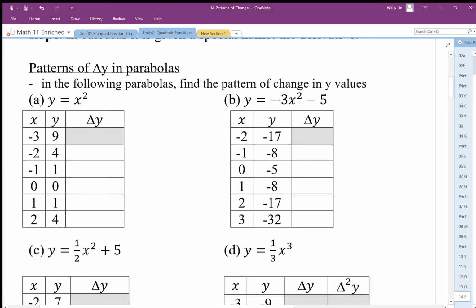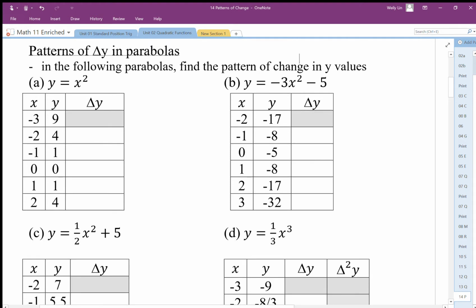If we look at the patterns of change in y in parabolas, we take a look at the change in y. So this is y equals x squared. Negative 3 squared is 9, negative 2 squared is 4, etc. When we look at the change in y from 9 to 4, it's a minus 5 change. From 4 to 1, we have a minus 3 change. From 1 to 0, we get a minus 1 change. From 0 to 1, we get a plus 1.